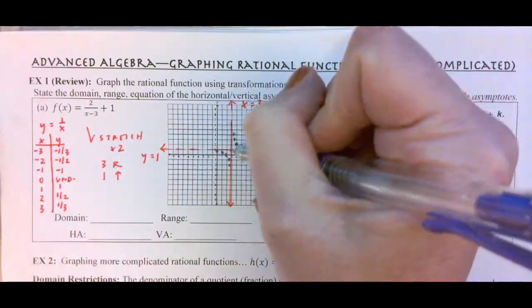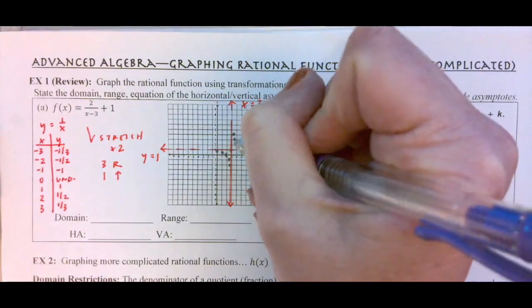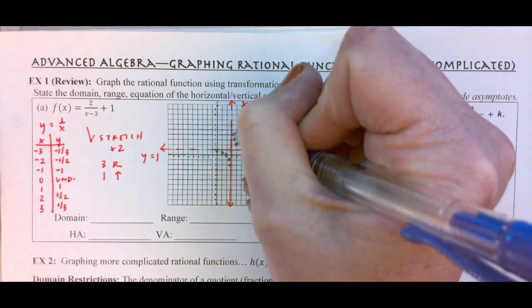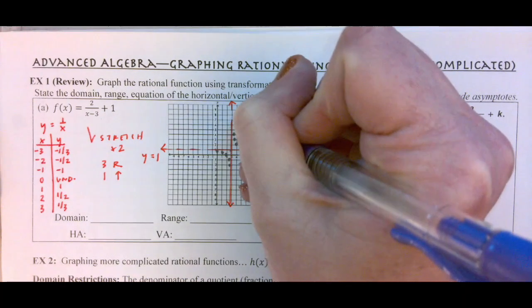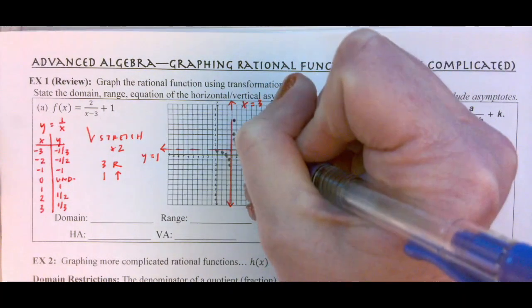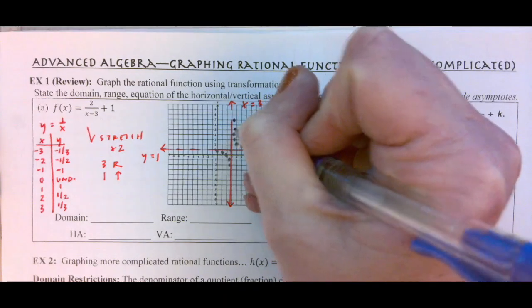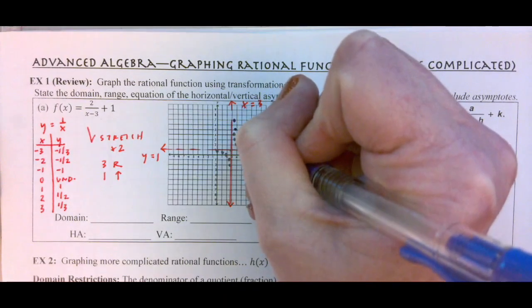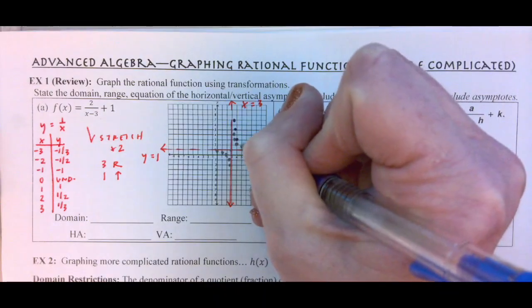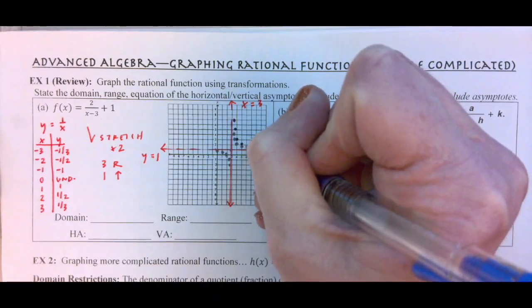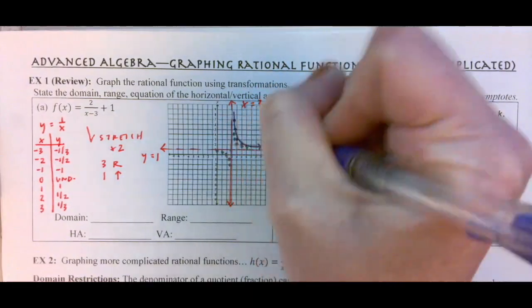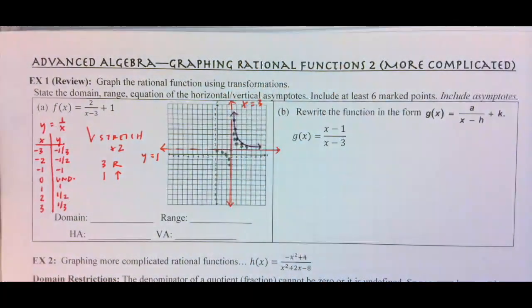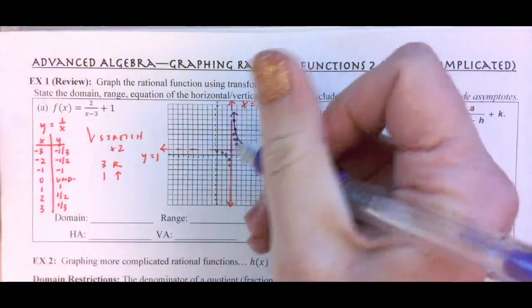So if I start with this first point, I'm 3 away from the asymptote. I need to double it, so I need to be 6 away. Okay, 2 away becomes 4 away. 1 away becomes 2. Half becomes 1. 1/3 becomes 2/3. And here is my first branch in purple.